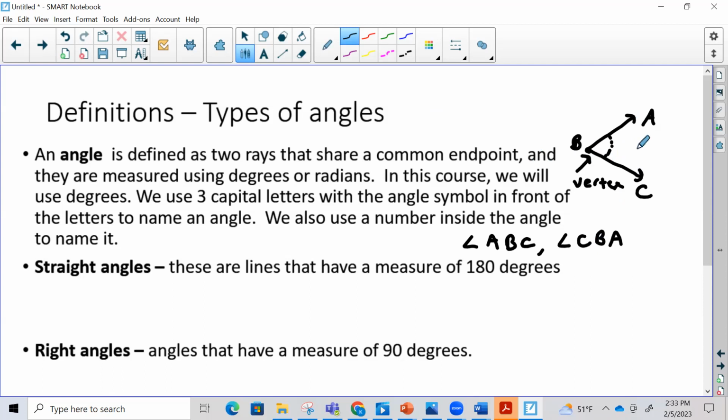Now, if it's a single angle by itself, you can also name it with just one letter, and that would be the letter of the vertex. So I could also name this angle as angle B. We always put the angle symbol in front of it to indicate angle. And then occasionally they'll put a little number inside the angle, and so you could also name it as angle and then that number. So angle 1.